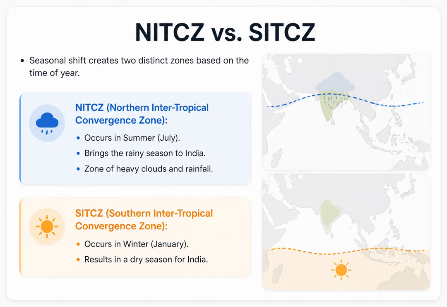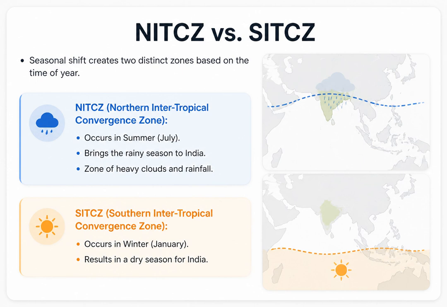Because the ITCZ swings back and forth across the equator like a pendulum, meteorologists categorize it by its seasonal location. When it shifts north in July, it is called the Northern Intertropical Convergence Zone, or NITCZ. This is the zone of heavy clouds that brings India its rainy season.